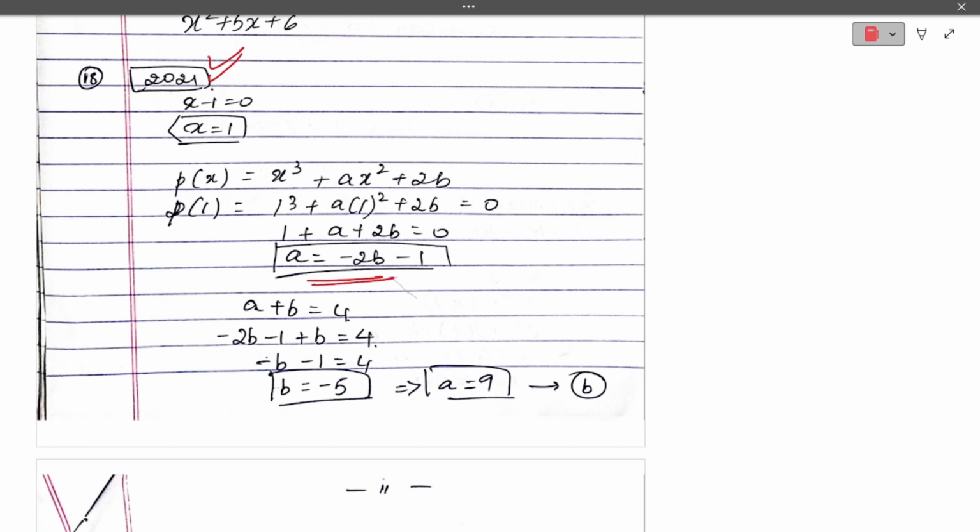Upon simplifying it, equating it to 0, you will get a value. So in place of a in this equation, substitute this. Then you will be able to find the b value. B is equal to minus 5. So b is equal to minus 5 is there only in one option. That is option B. So you don't need to find a value. So simple question, easy to find.